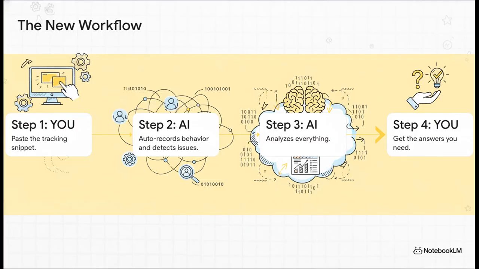So the workflow becomes unbelievably simple. Step 1, you do one tiny thing. You just paste a tracking snippet onto your site. That's literally it. From that moment on, the AI completely takes over. It's auto-recording user behavior, it's detecting issues, it's analyzing everything, and then bam, it just hands you the answers you need. It's a true set-it-and-forget-it path to insight.